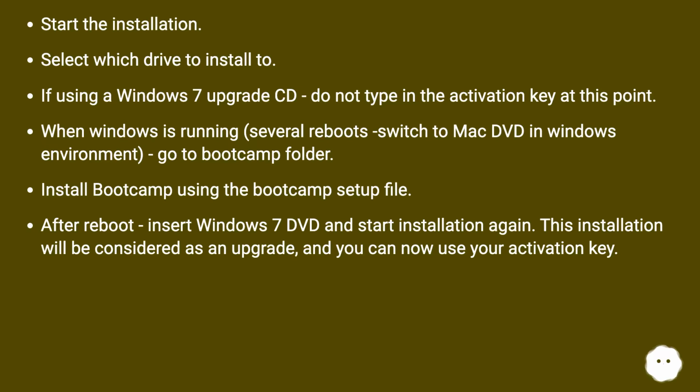When Windows is running, after several reboots switch to Mac DVD. In Windows environment, go to Boot Camp folder. Install Boot Camp using the Boot Camp setup file. After reboot, insert Windows 7 DVD and start installation again. This installation will be considered as an upgrade, and you can now use your activation key.